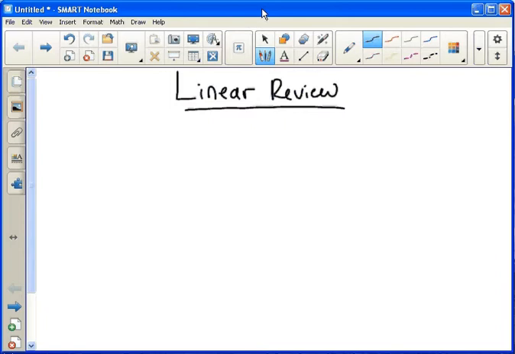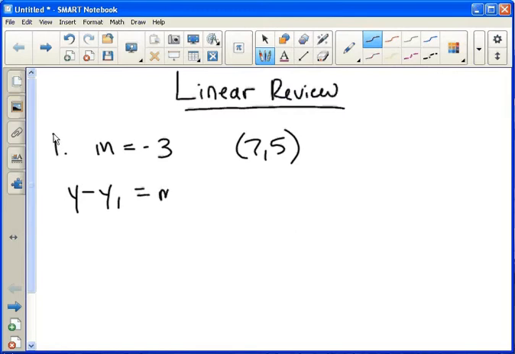Write the equation, number 1, that has a slope of -3 and passes through the point (7, 5). So the information we're given is the slope and a point, and those are always the two things you need to write the equation of a line. Now I prefer to use y minus y1 equals m times x minus x1. That is known as the point slope form. And the things you will plug in here are y1, m, and x1.